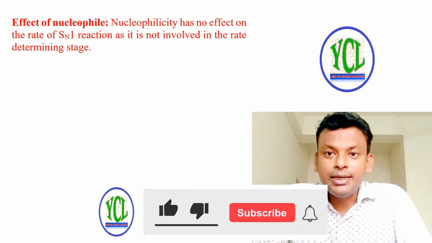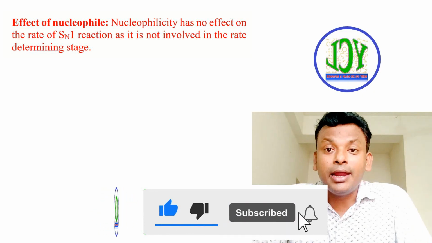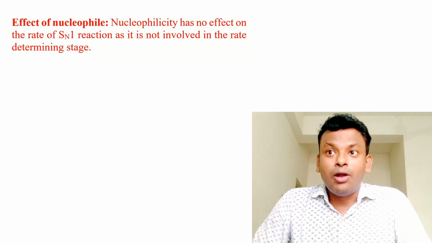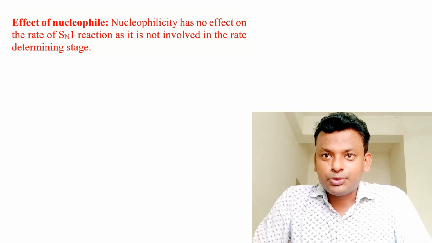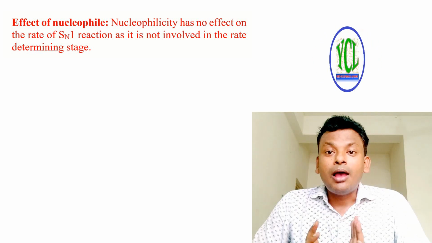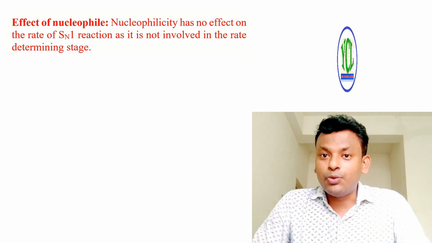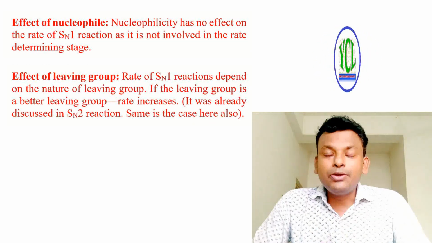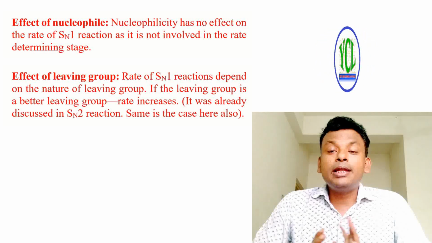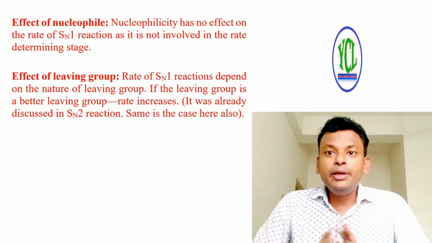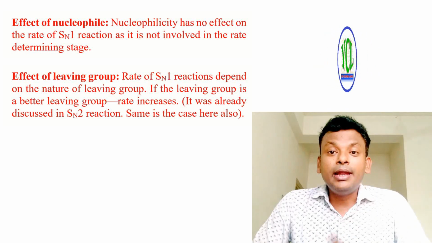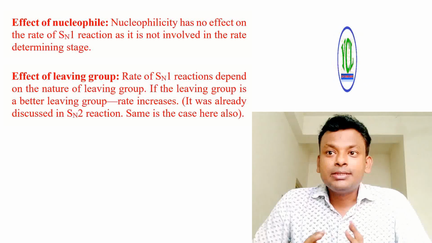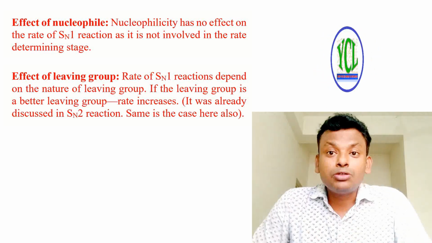So next, effect of nucleophile. Nucleophilicity has no effect on the rate of the SN1 reaction, as the nucleophile is not involved in the rate determining step. So the nucleophile has no effect on the SN1 reaction. And effect of leaving group. The rate of the SN1 reaction depends on the nature of the leaving group. If the leaving group is a better leaving group, the rate increases. It was already discussed in the SN2 reaction, and it is the same here also.